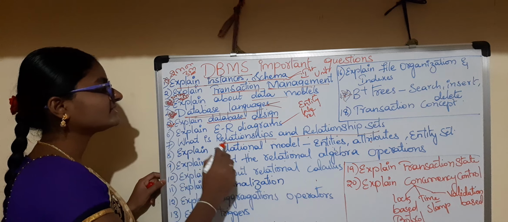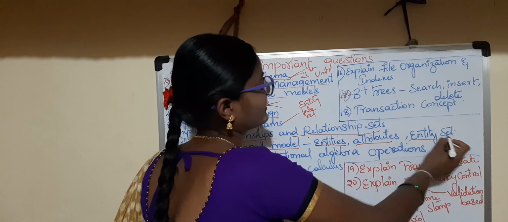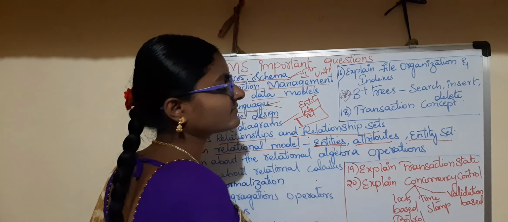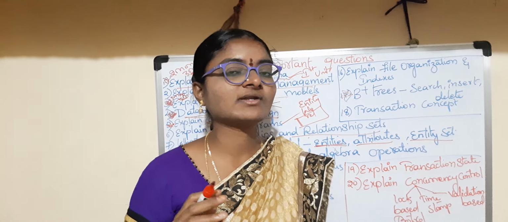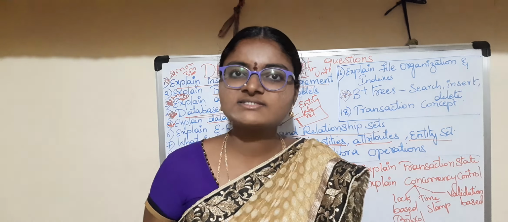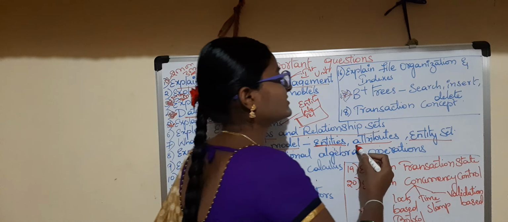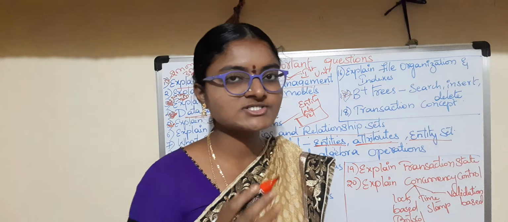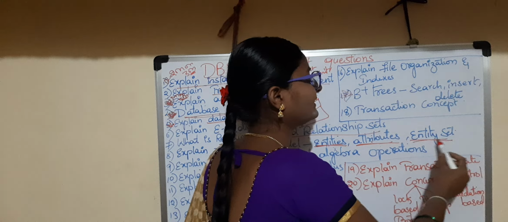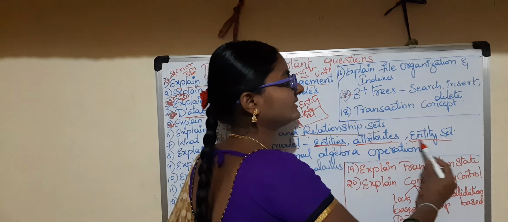Next is explain the relational model. What is the relational model? We have entities, attributes, and entity set. Entity means what? It is denoted with a rectangle and specifies a particular person, object, or class. When we use more than one entity in the diagram, we call them entities. Next is attributes, which describe the entities. Next is the entity set: the set of entities used in that ER diagram is called the entity set.